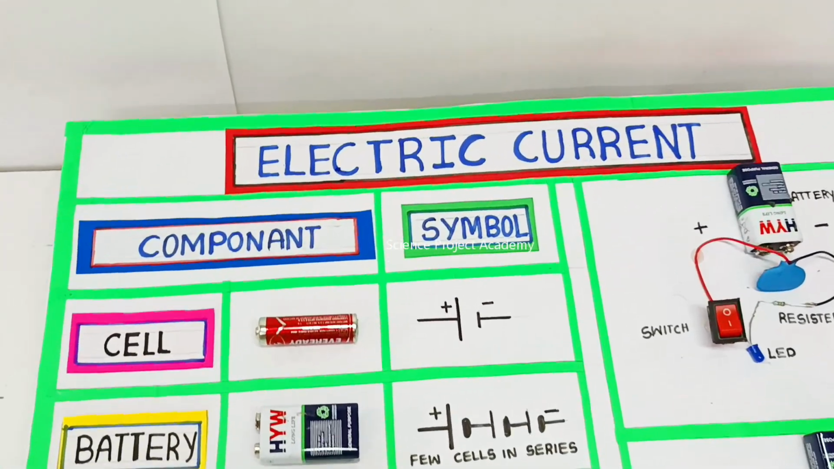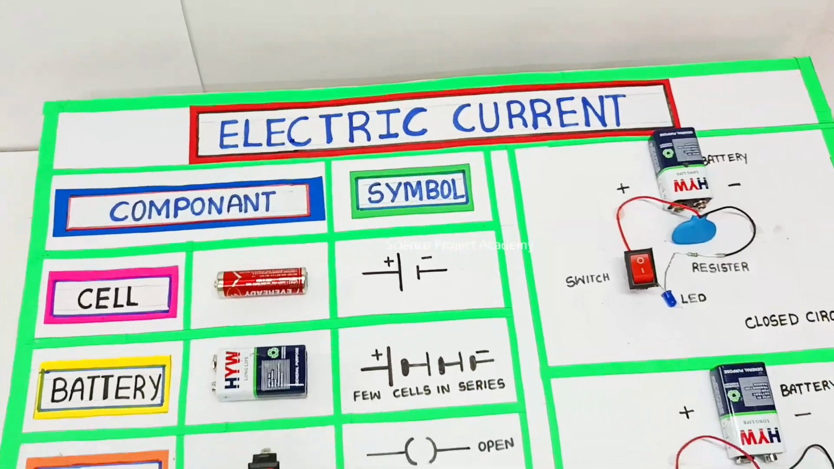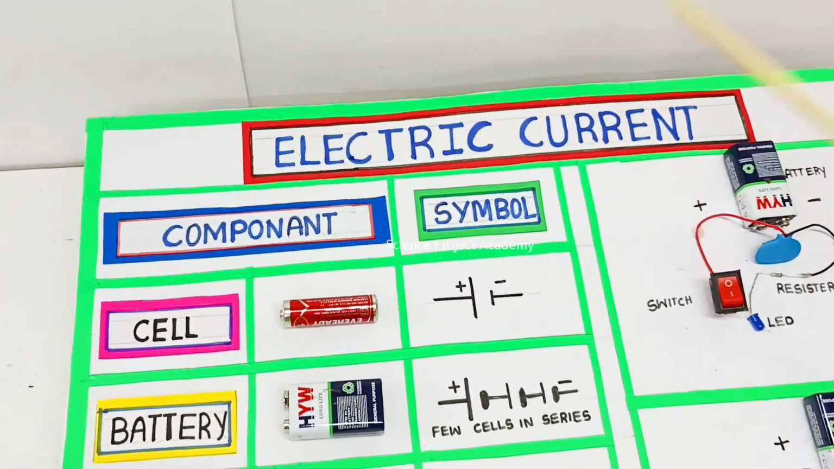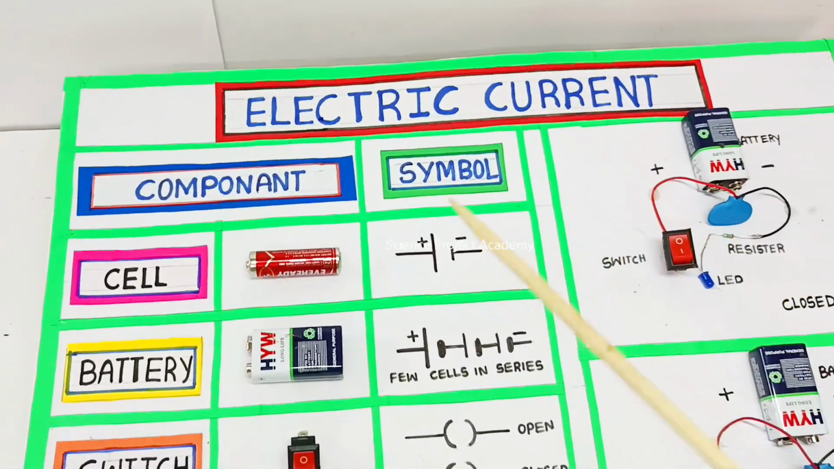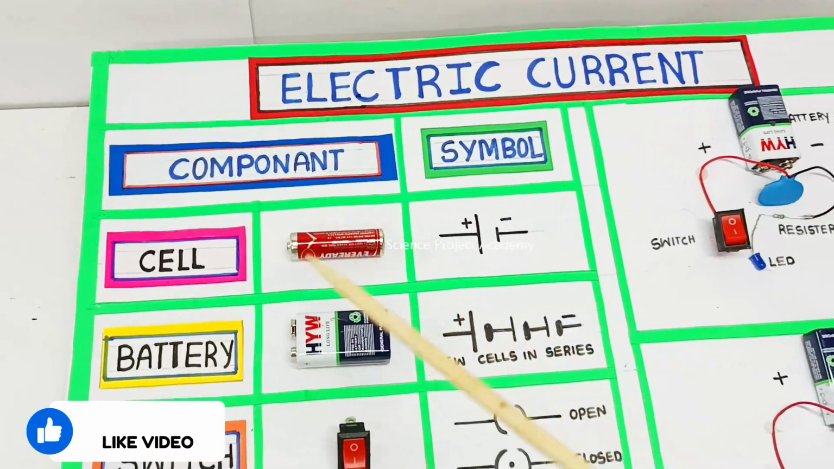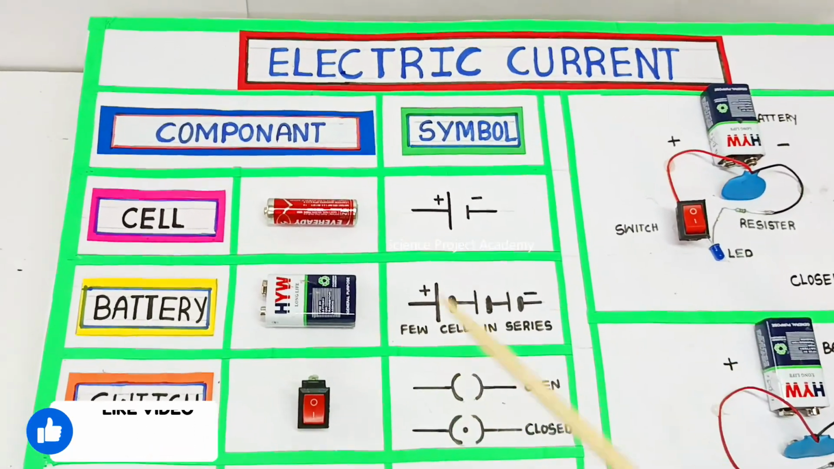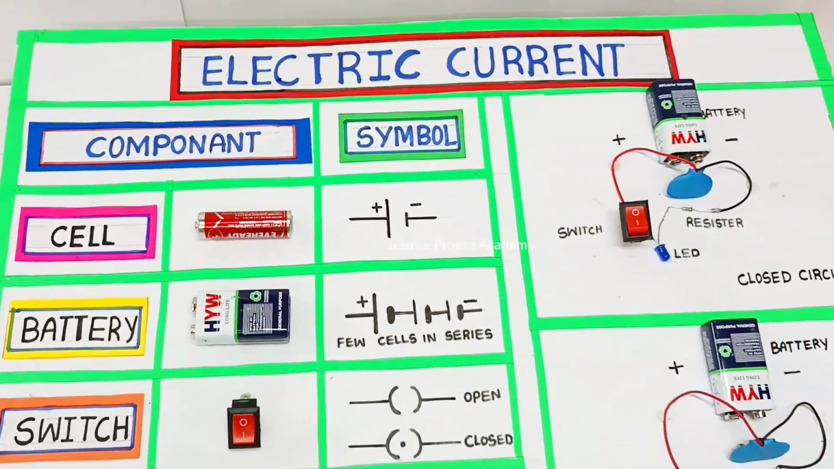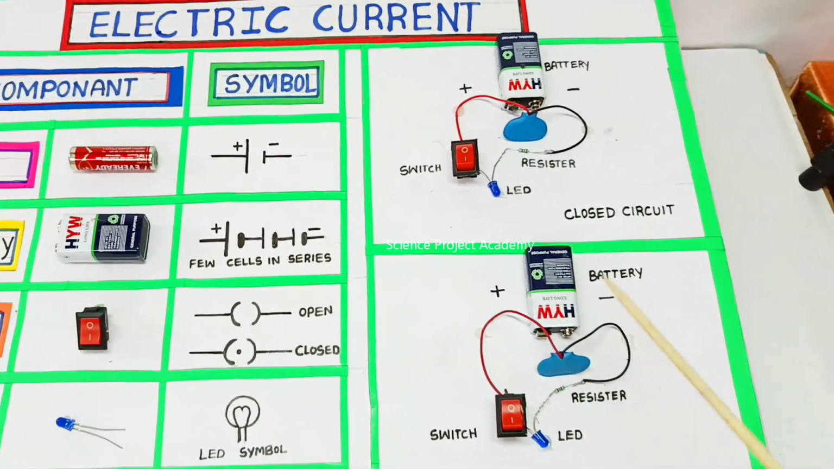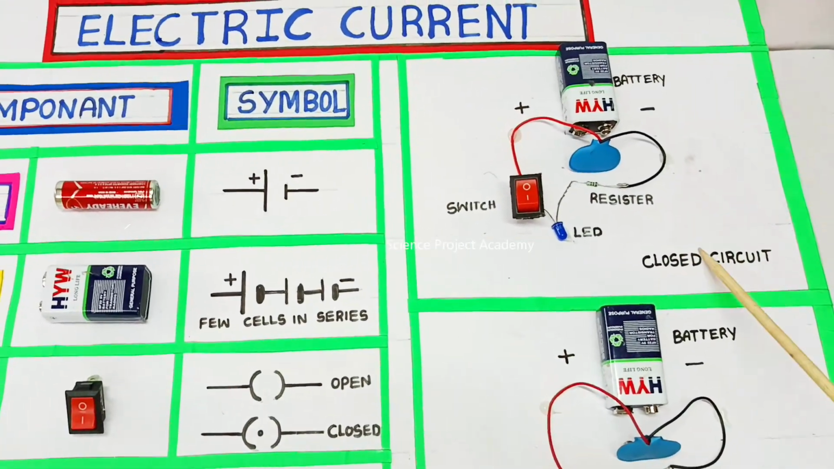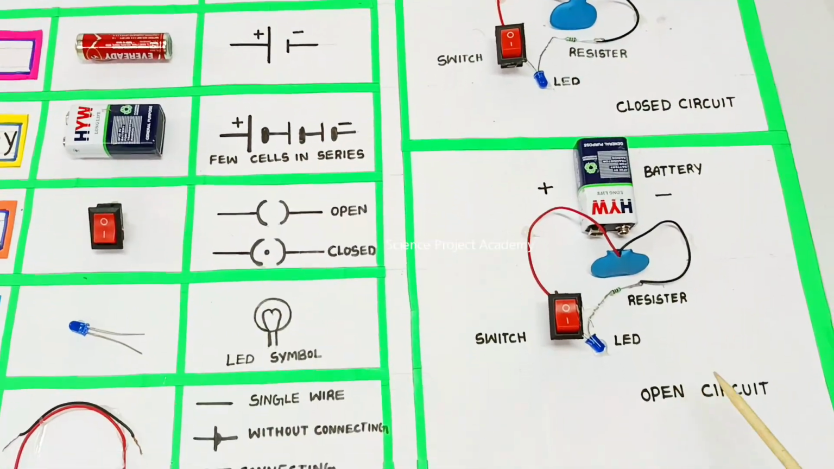Hello friends, welcome back. In this video, I will be discussing electric current: what it is all about, what the various components are that we can depict in an electric circuit, and their symbols as well. We are also going to depict one closed circuit and another open circuit.